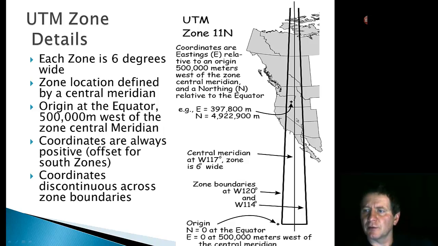So here's your central meridian, and they're 6 degrees in general, so they get narrower as they go up. Here's this zone 11N again, and what you get is coordinates that are relative to an origin that is 5,000 meters to the west of the zone, and a relative northing relative to the equator. So this northing is this particular number. So you can see the origin is here. The reason that the origin is outside of the zone is so that all numbers in the zone are positive.